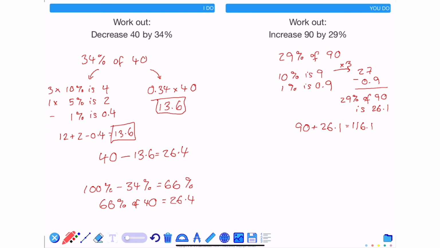The alternative technique would have been to consider that I start with 100%, I'm increasing this by 29%, and I'm going to be left with 129%. I want to find 129% of 90. 129% as a decimal is 1.29. Multiply this by 90 and it will also give me 116.1. This is my final answer.